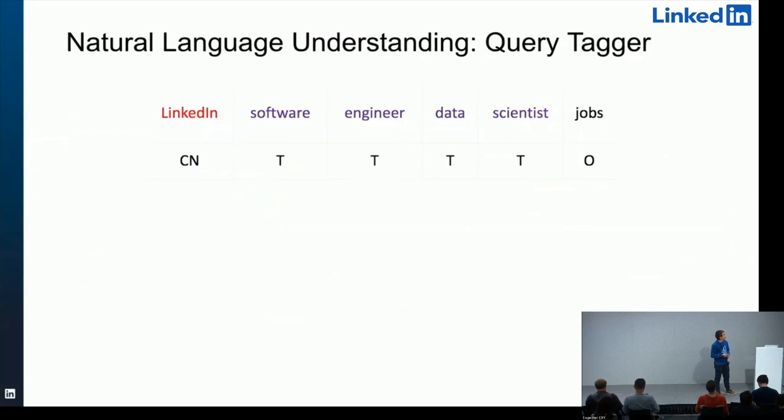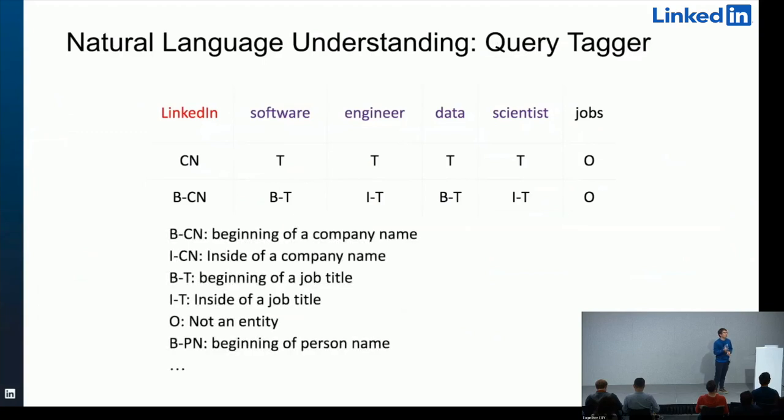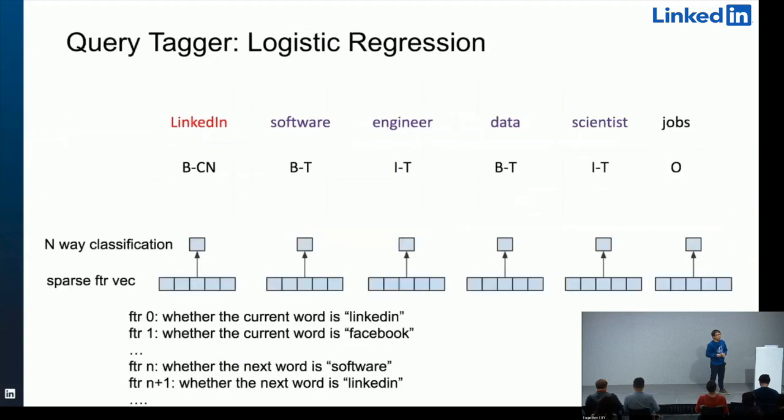One problem with this tagging schema is that we don't know the boundaries of the entities. Therefore, people usually use the BIO notation. B represents the beginning of the entity, and I means inside of the entity. For example, B-JT means the beginning of a job title, and I-JT means inside of a job title. The simplest way to do that is to apply logistic regression. You can create a very large sparse feature vector.